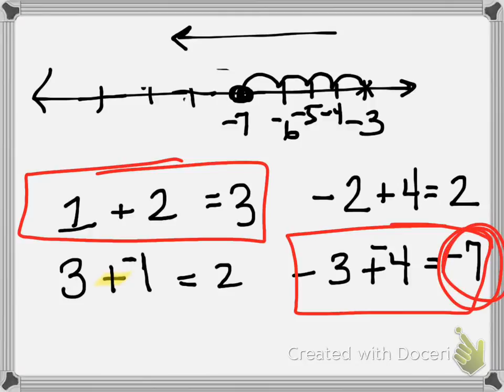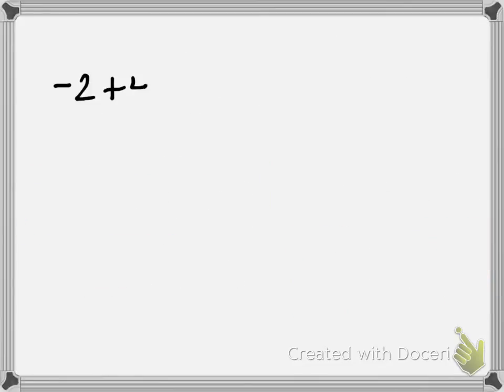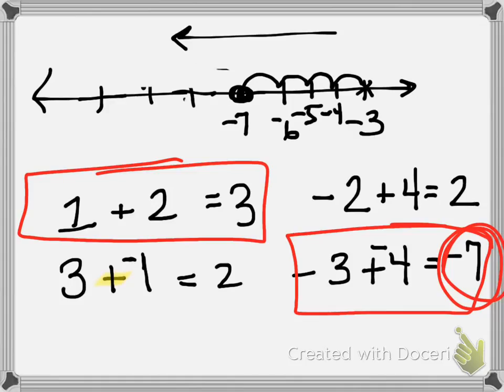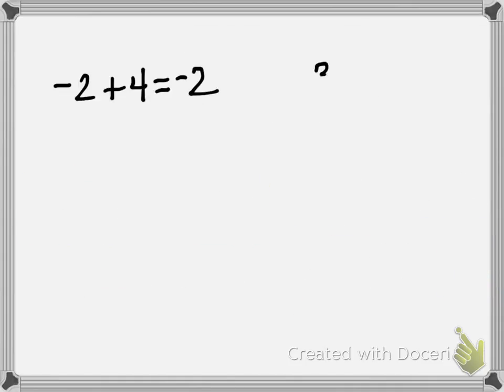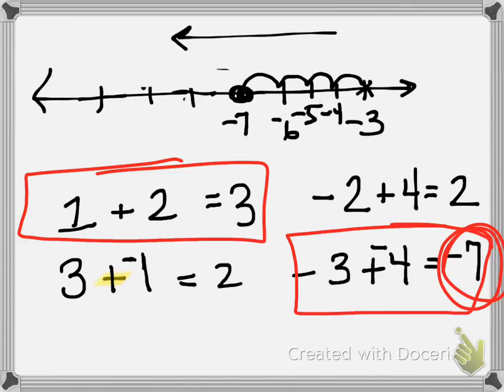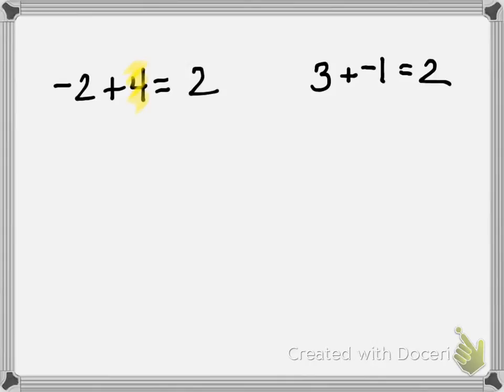But now let's take these two instances where the signs are different. So we had negative 2 plus 4 equals 2. And we had 3 minus 1, which is the same as 3 plus negative 1, equals 2. Okay, so which one of these in the first example is bigger? The 4. I think I wrote that wrong. There we go. So since the 4 is biggest, the sign of the 4 is positive, therefore the sign of your answer is positive. And what's the difference between 4 and 2? 2.